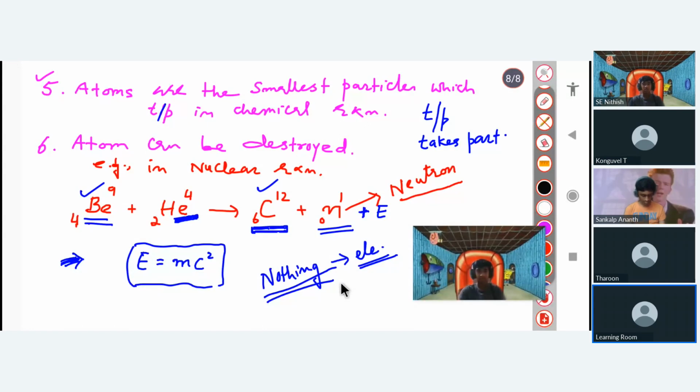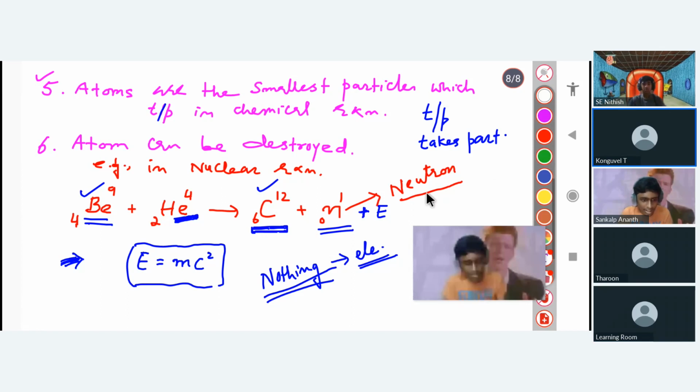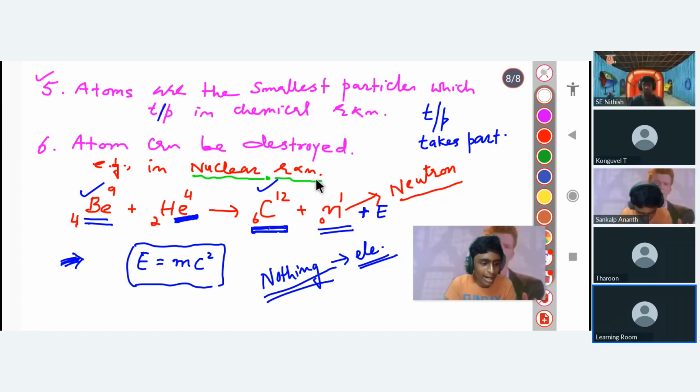This was my question to you: how to balance this equation? Then I will tell you where this carbon actually comes from. Can anybody tell me how to balance this equation? Because this is a nuclear reaction. You cannot add carbon to the reactant side and the beryllium on the product side.